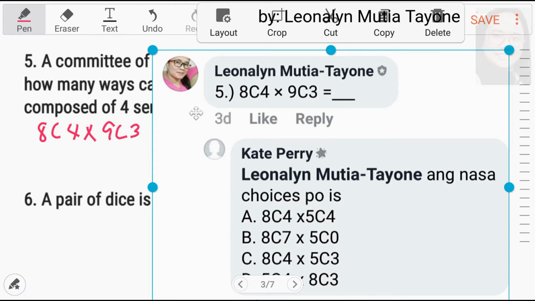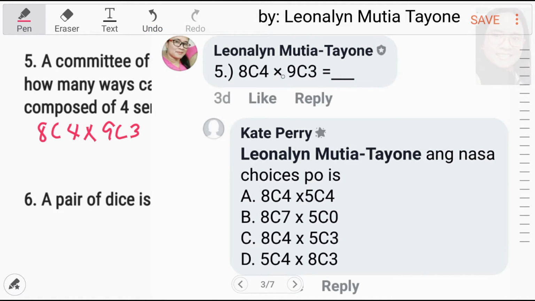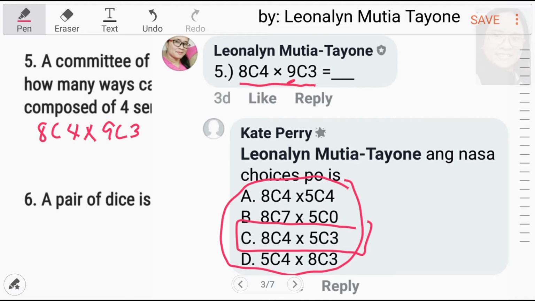Ito yung sagot ko dito na 8 choose 4 times 9 choose 3. Nasa choices ay ito. Since ang nasa choices ay walang 9C3, so ang sagot dito ay letter C. Ngayon, ang paliwanag ko, bakit 9 ang sagot ko? Pero kung ang nasa mga choices naman ay ganito lang, so ang sagot mo dapat yung letter C. So ipaliwanag ko muna kung bakit 9C3 ang sagot ko dito.